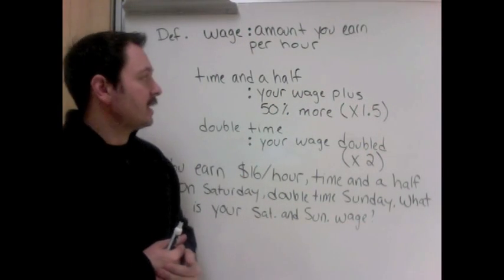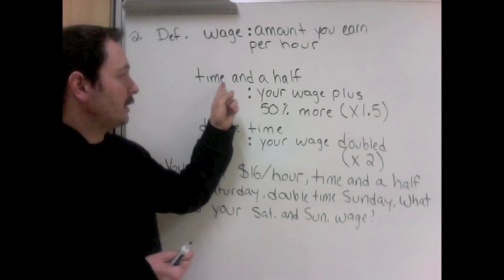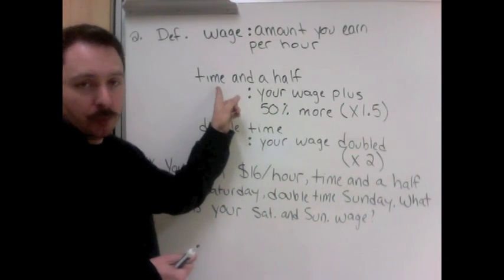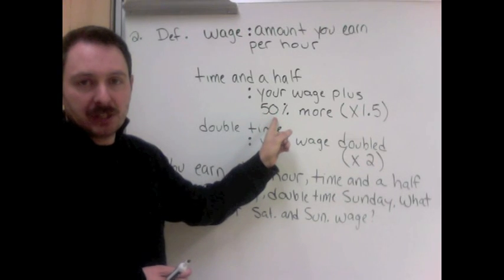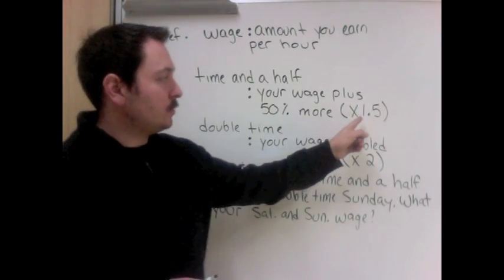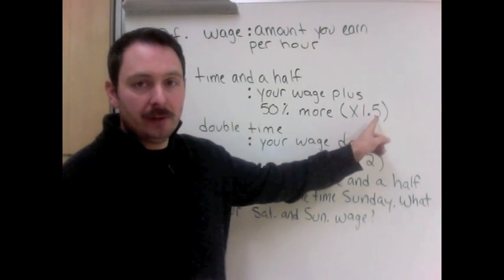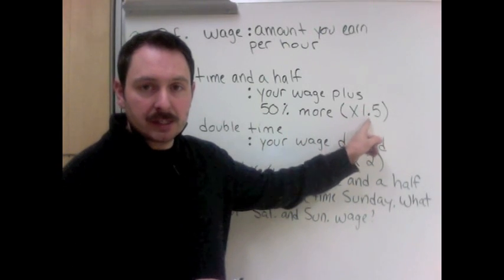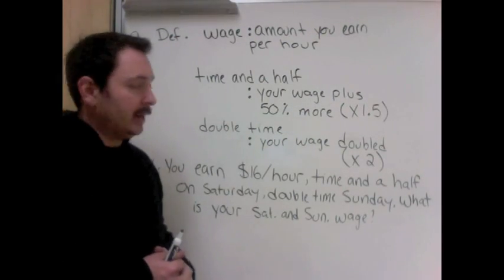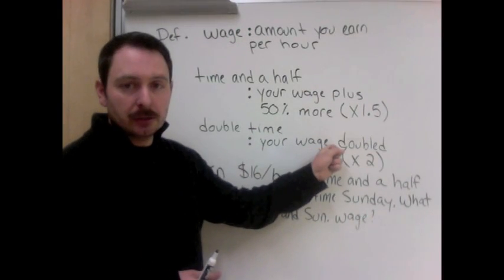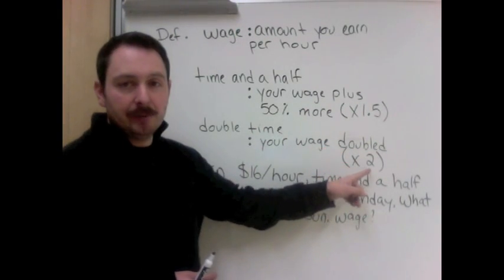And what that refers to is, time and a half is exactly as it sounds. It's your time, so your regular wage, and a half more. So it's your wage plus 50% more. To calculate it, it is times 1.5. Your regular wage plus 0.5 more. For double time, maybe you get double time for working on a Saturday, would be your wage doubled. So double time is your wage times 2.